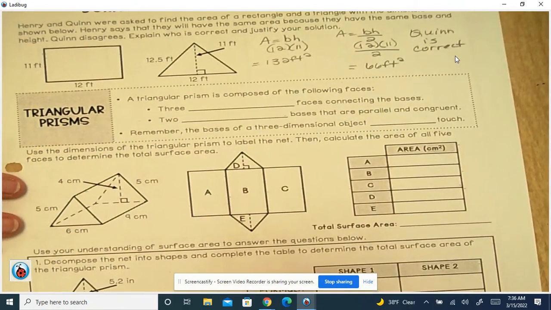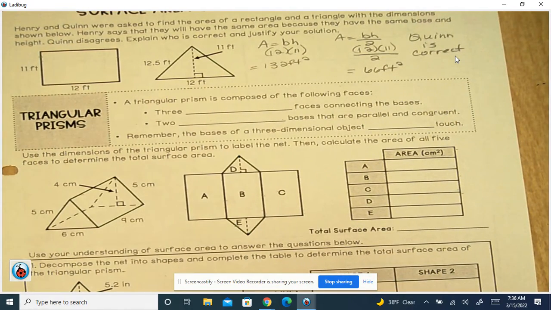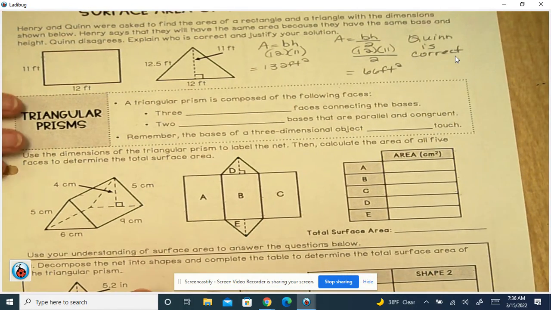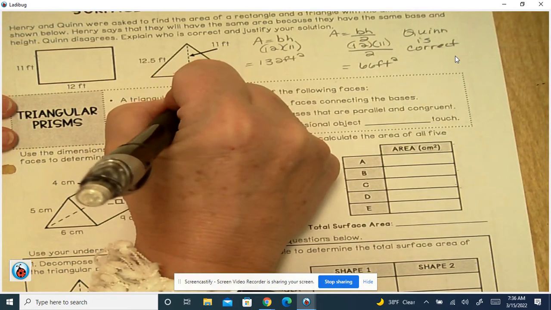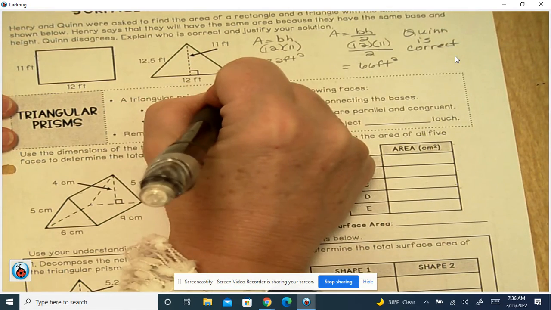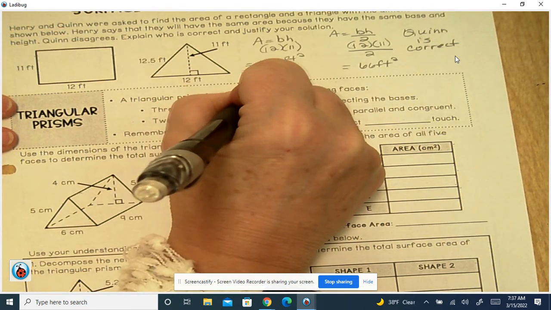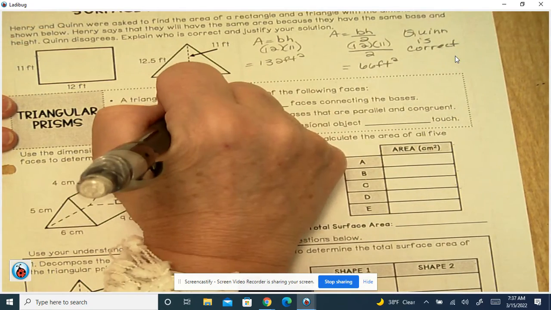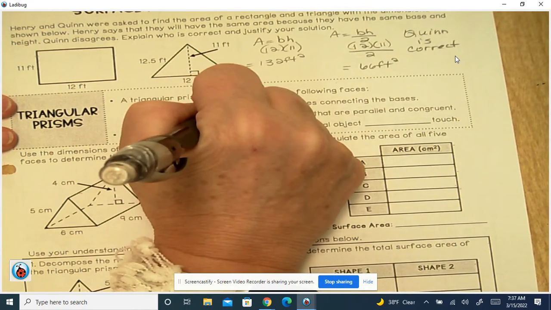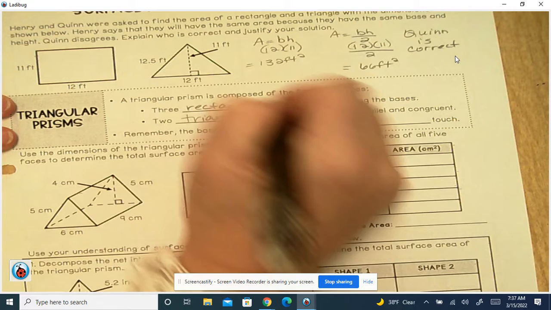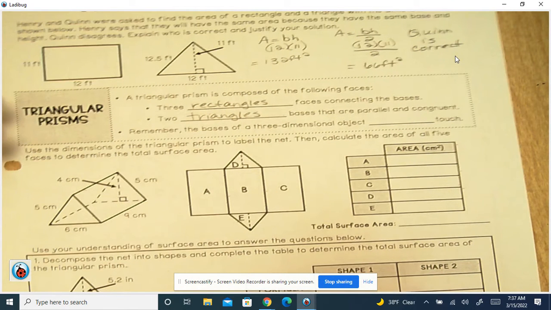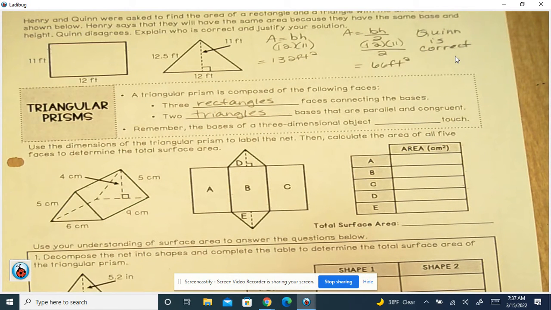All right. Triangular prisms. A triangular prism is composed of the following faces: 3 rectangles, and 2 triangles. Bases that are parallel and congruent. Remember, the bases of 3-dimensional objects do not touch.